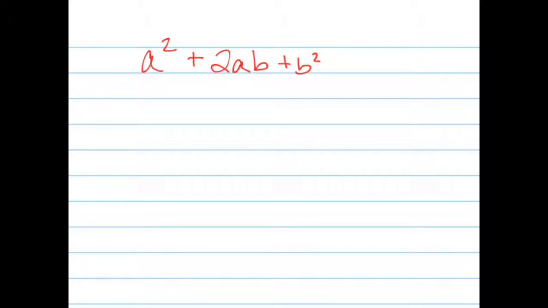We did this when we were multiplying out special products. Okay, this was one of the ones we multiplied out. Now we're just working it in reverse. Now, when we do this, it factors into a plus b times a plus b, or a plus b squared.